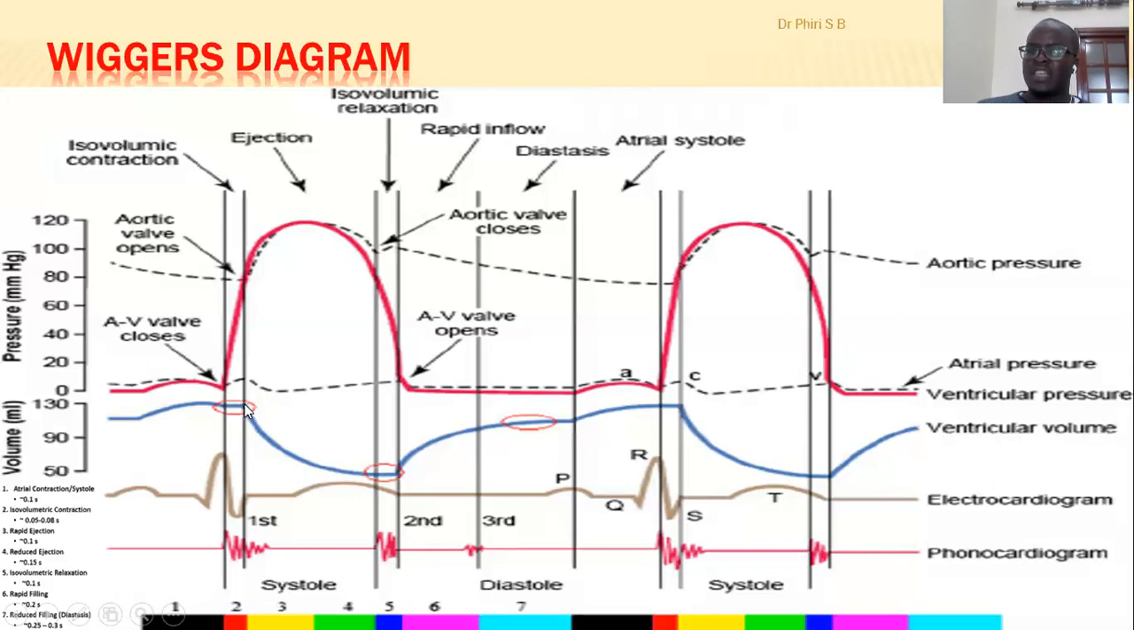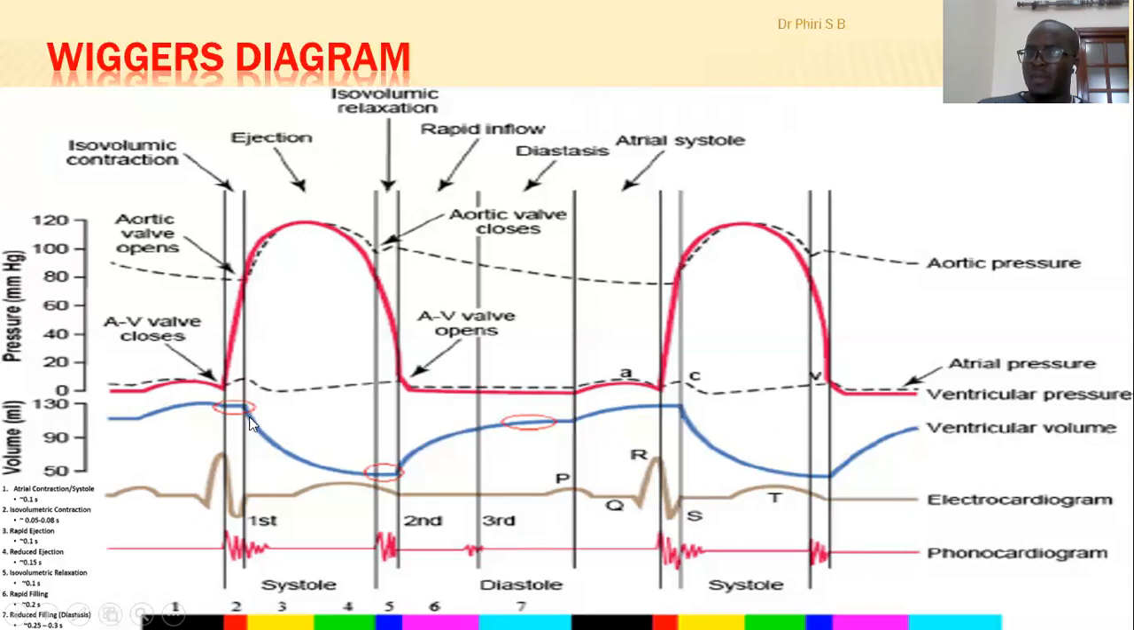After that, the pressure in the ventricles will increase so much that it will become greater than the pressure in the aorta and also in the pulmonary trunk. That will force the opening of the aortic valve and the pulmonary valve. So the semilunar valves are going to open. When the semilunar valves are opening, you have the rapid ejection. It means you're pumping blood into the aorta and the pulmonary trunk. You can see the ventricular volume will start reducing here because blood is being pumped into the aorta and also into the pulmonary trunk.